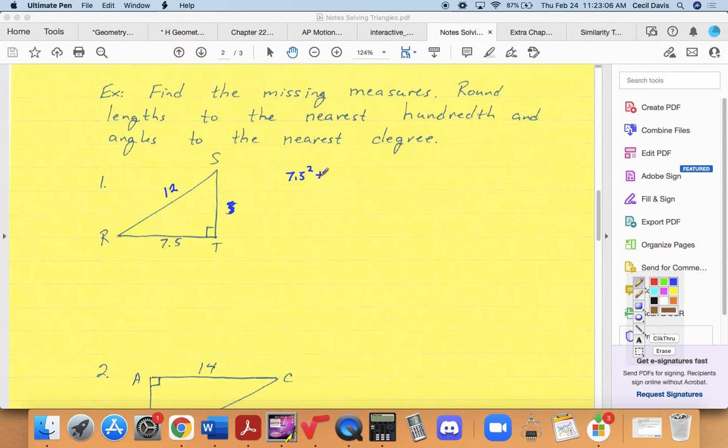7.5 squared plus the unknown side squared is equal to 12 squared. I would suggest that you solve this for the unknown side before you grab a calculator. I always do all the algebra work first and then pick up the calculator. So I'm going to subtract 7.5 squared from each side. I'm not even going to bother to square these because my calculator is going to do all the heavy lifting in just a second.